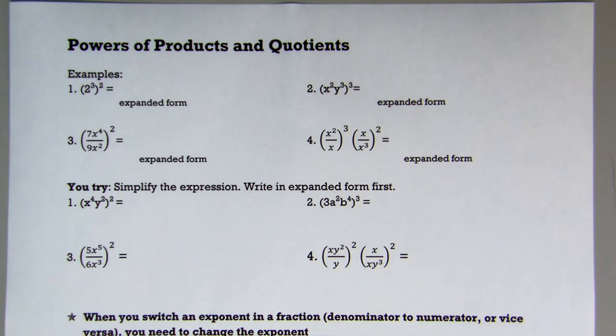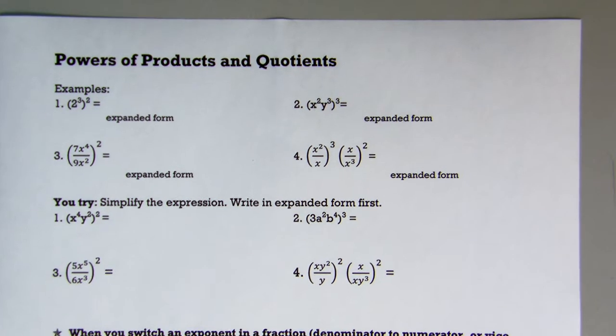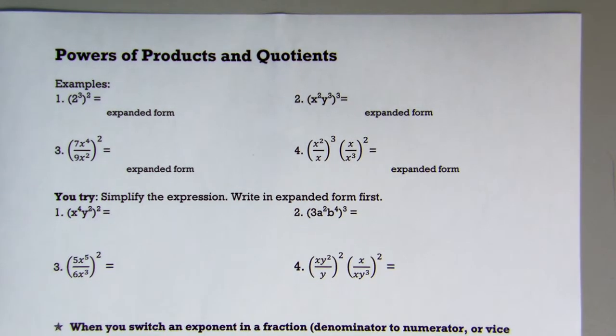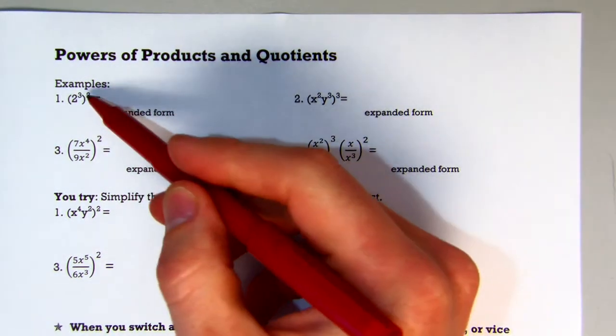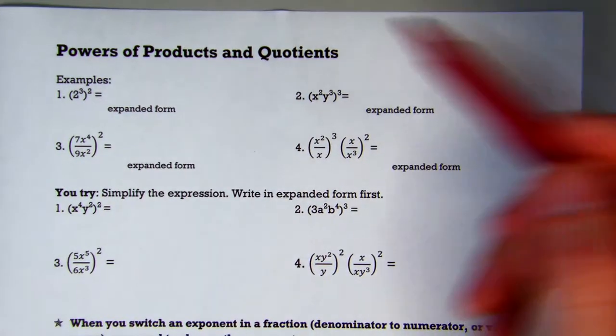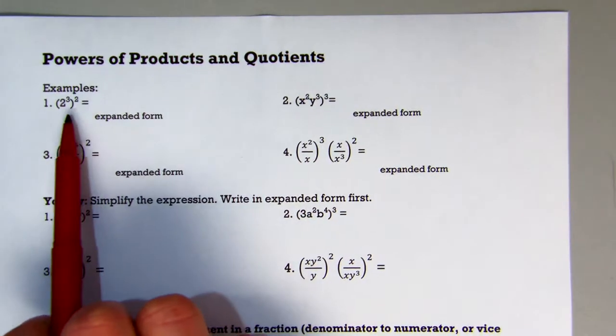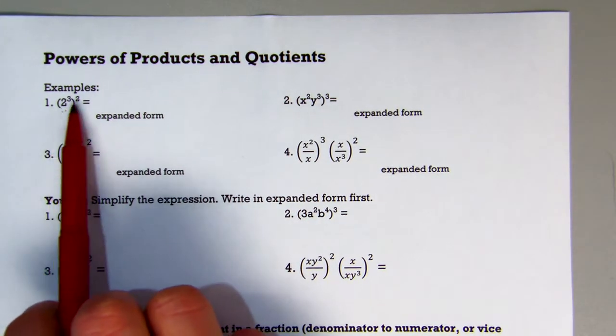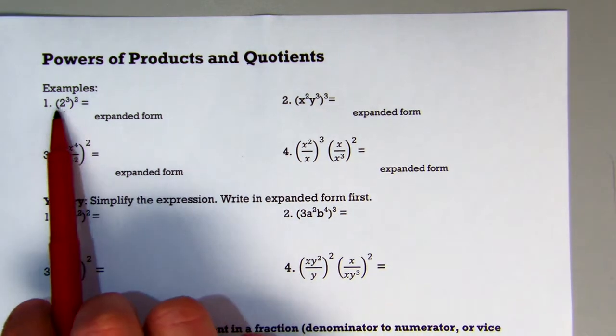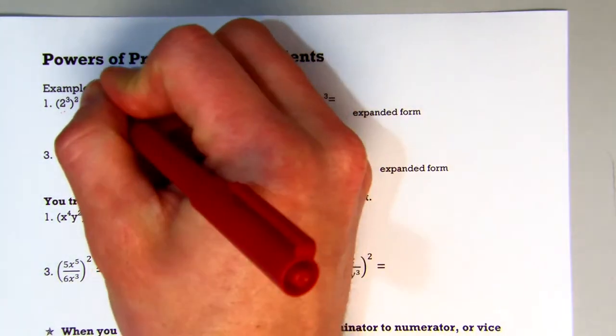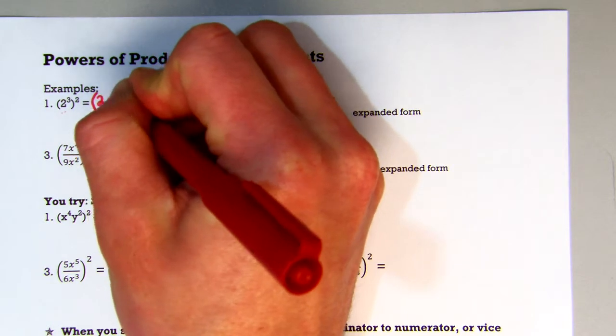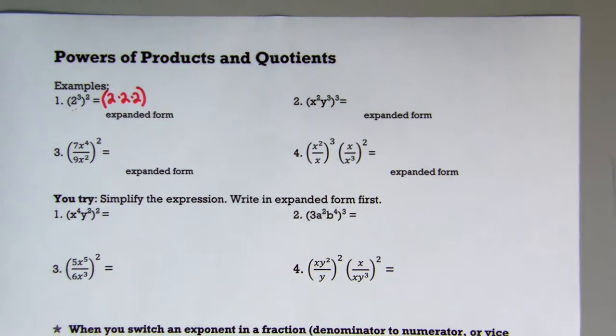Alright, so today's lesson is on powers of products and quotients. If we look at our first example here, we see that it is 2 cubed to the second power. What this means is that whatever's inside the parentheses, we have to do twice because it's to the second power. So what's inside the parentheses first is 2 times 2 times 2.